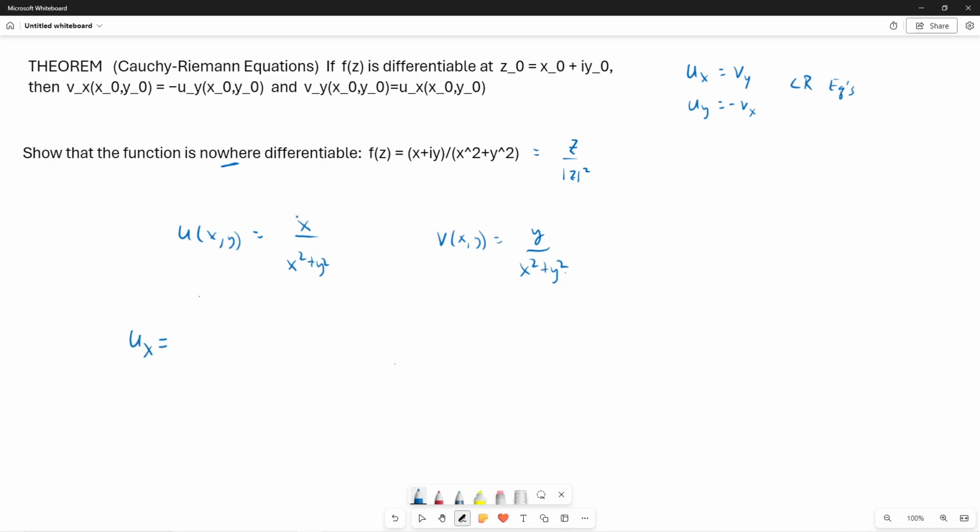As a function of x, we're going to have to use the quotient rule, where we think of y as being a constant. The quotient rule says we have the bottom times the derivative of the top, where x is the variable, 1, minus the top times the derivative of the bottom, where x again is the variable, so that's 2x. The derivative of y² with respect to x is 0. And then we have over the bottom squared. Let's simplify this. This is y² - x² divided by our denominator.